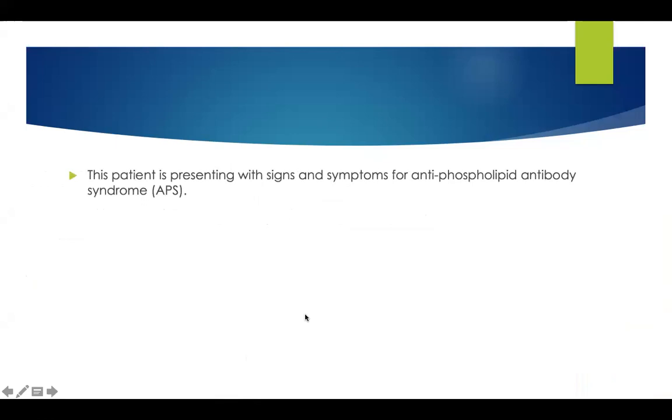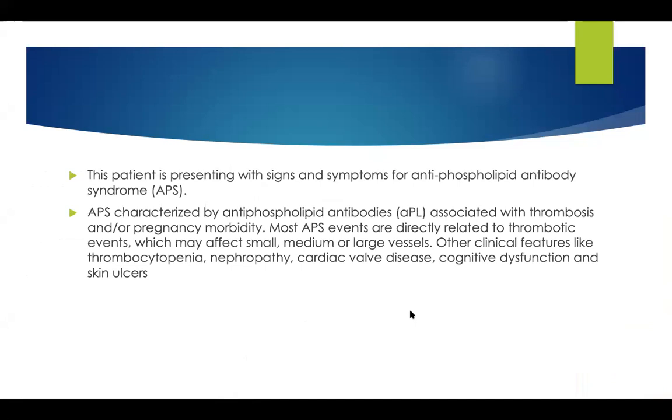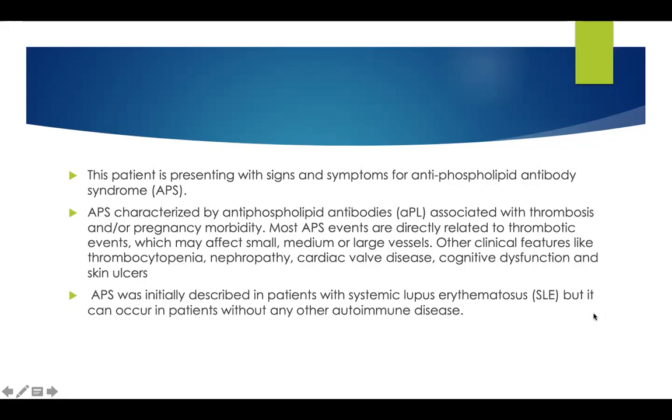So do remember the drug associations. You know that this patient's signs and symptoms go with antiphospholipid syndrome. Antiphospholipid syndrome is associated with positive antiphospholipid antibodies, which mainly cause thrombosis. So they will have small, medium or large vessel thrombosis, and the features will be thrombocytopenia, neuropathy, nephropathy, cardiac valve disease, cognitive dysfunction, and skin ulcers as well. Just keep in mind that antiphospholipid syndrome can occur in a patient with systemic lupus, but can also present in a patient who doesn't have any autoimmune disease. This is quite important, so keep your mind open for all of these symptoms and signs. The treatment is based on anticoagulation and antiplatelet therapy.